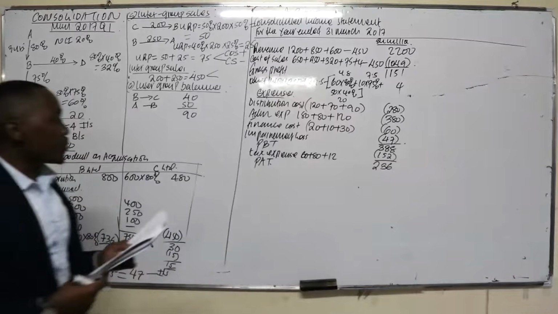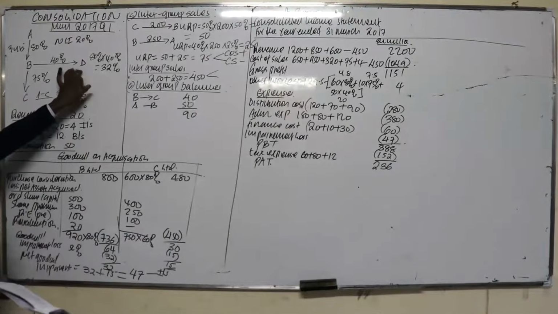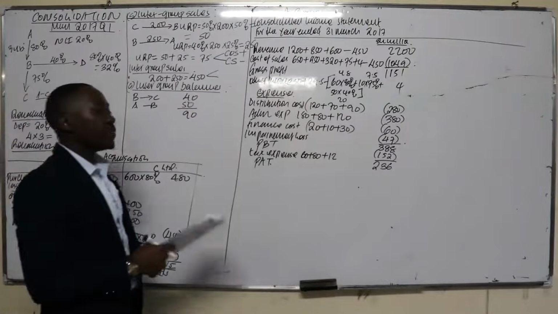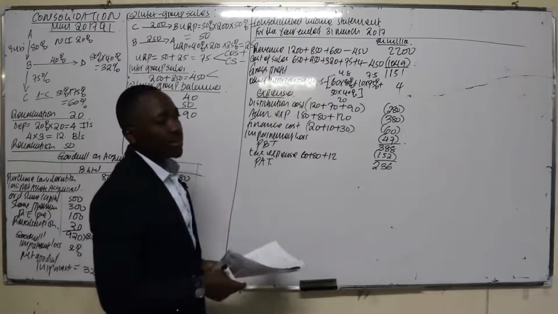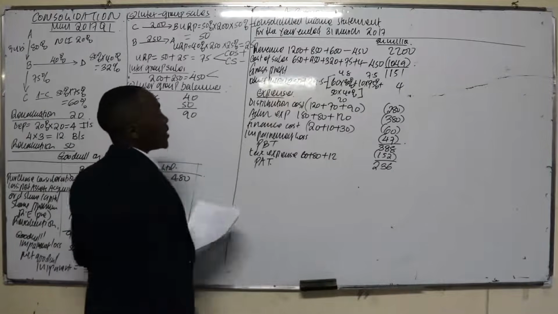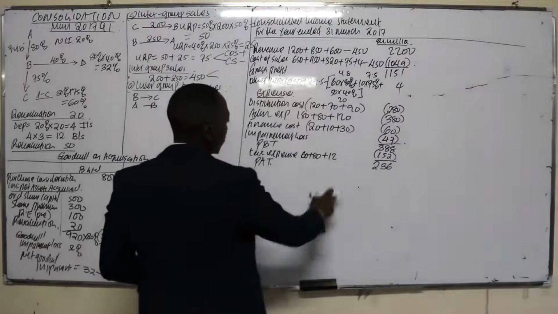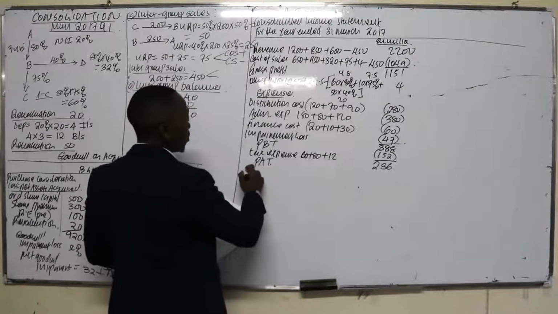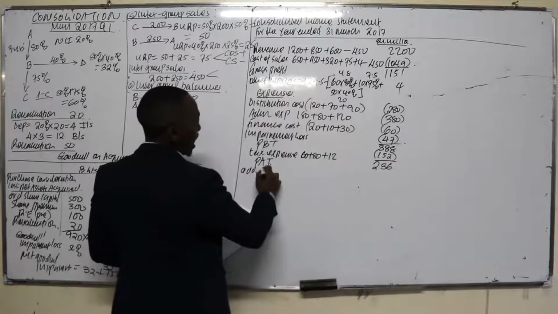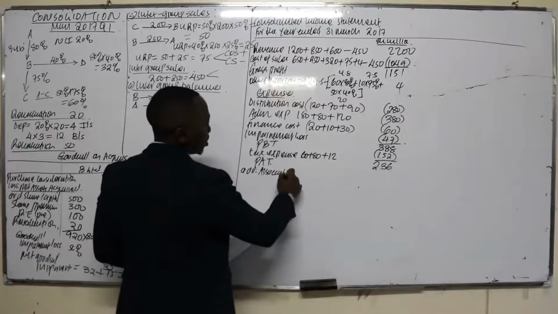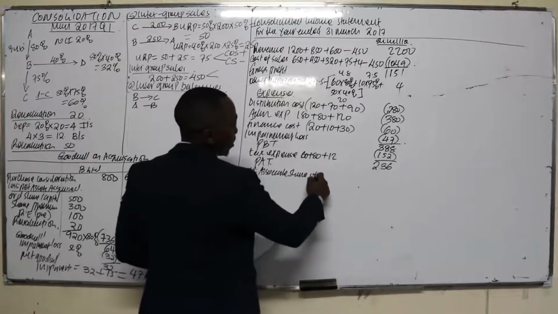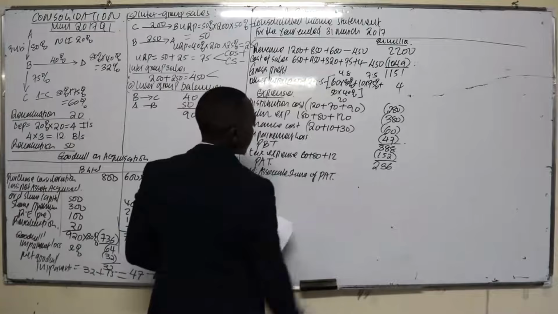Now, once you get the profit after tax, we had an associate. How do you account for associate? Once you have the profit after tax under other comprehensive income, associate is a long-term investment. Therefore, its profit will go to other comprehensive income. So you add associate share of profit after tax.